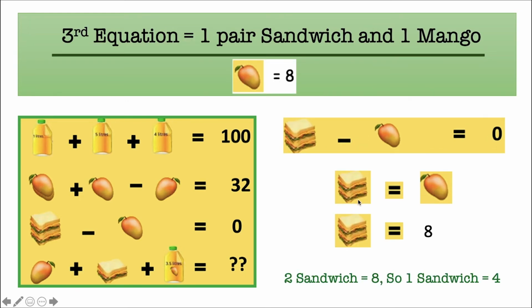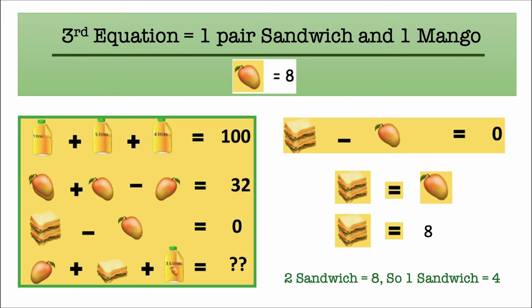In the third equation, we can see we have got a pair of sandwich and 1 mango. This is our normal mango. This is not the mirror image, as we can see here. So on solving this, we'll get 1 pair of sandwich is equal to mango. So 1 pair of sandwich is equal to 8. So friends, if 2 sandwich value is equal to 8, so 1 sandwich will be equal to 4. So this is the end of our third equation.